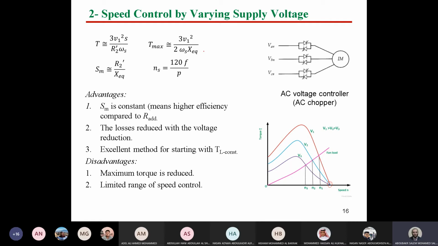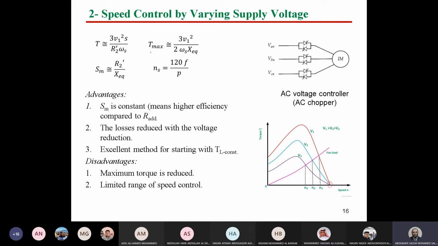If you neglect R1 in the maximum torque, approximately it will be in this shape guys. Neglect R1 and you will have 3V1 square over 2 omega S X equivalent. R1 is not used in speed control, so we can neglect it all the time. Similarly, S maximum is R2 prime over X equivalent, and NS, which is 120 F over number of poles. Now, these are the curve boundaries.